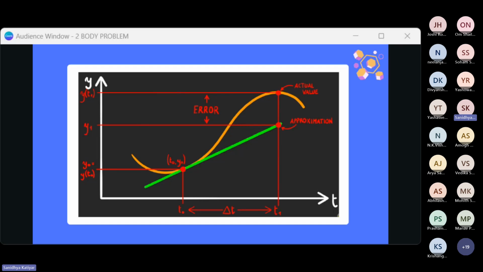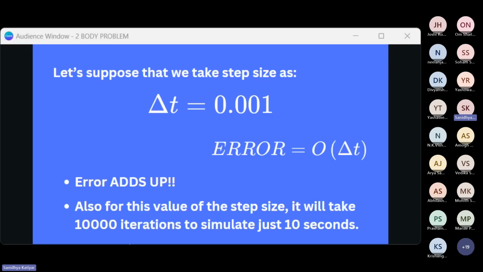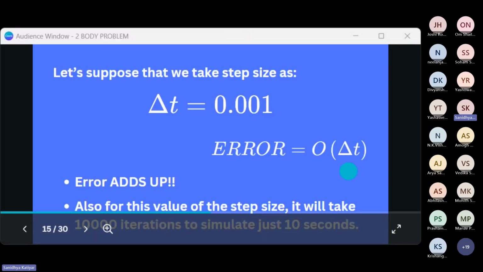Also, if we take such small values, it will take 10,000 iterations to simulate just 10 seconds. And as I talked about earlier, we have to simulate for millions of years. So it's not feasible. So what we actually do is use another numerical method. The numerical method which I will be using today to simulate the two-body problem is called the Runge-Kutta method, also known as the RK4 method.